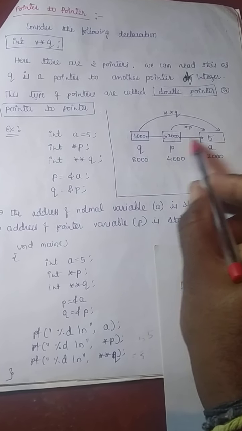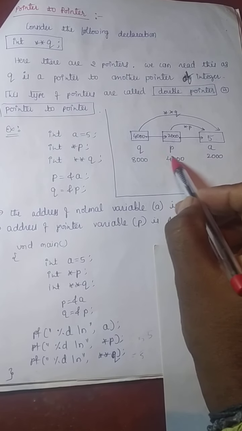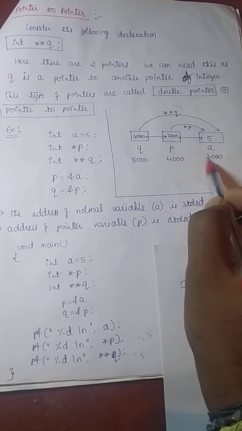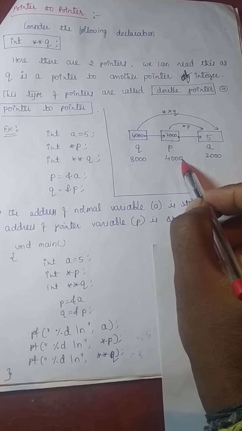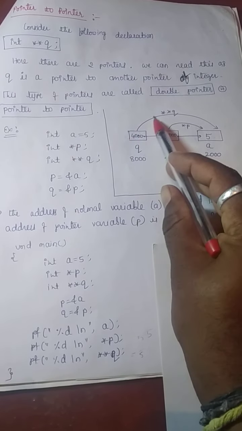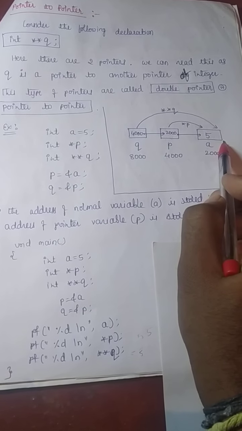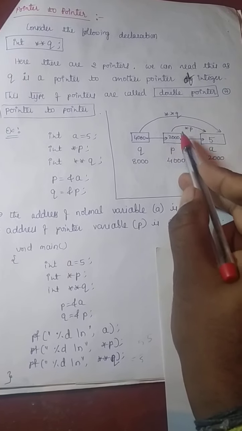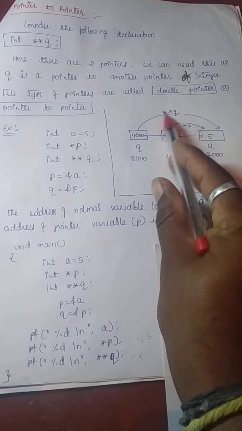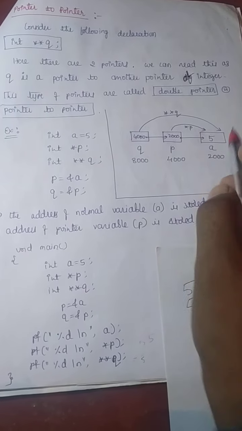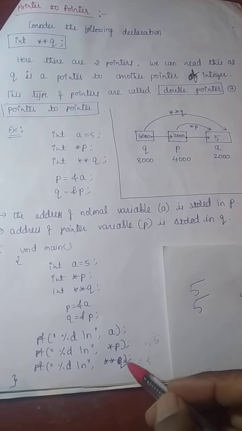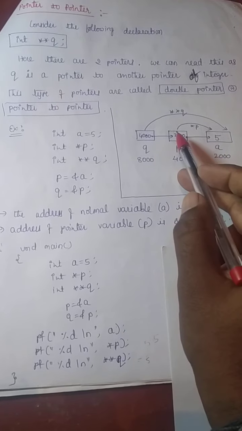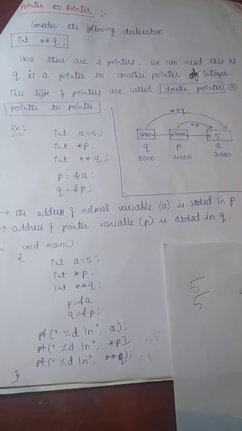p is having 5 means what address is stored here? It will be a's address, right? q is having p's address. It means indirectly it is pointing to the location a only. So the output of this also you will get 5. See, *p this one, **q this one. So you will get the output 5 for all the 3 printf statements. So here **q is a pointer to another pointer. Thank you.